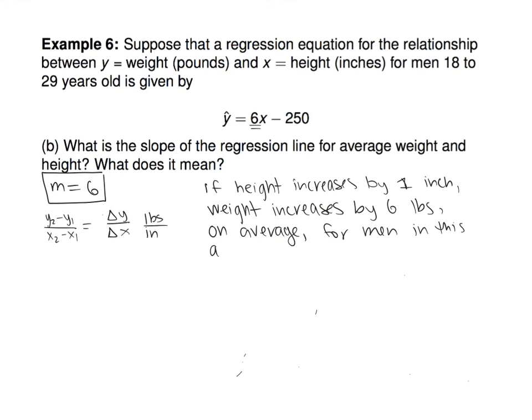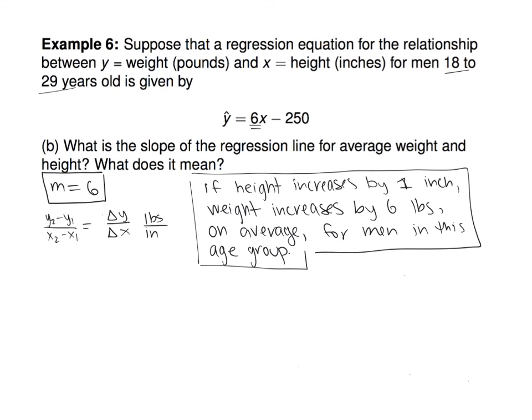And it doesn't hurt to be a little bit specific, because this regression line was found for men 18 to 29, and the fact that it was men, women probably are going to be different. So specify what group of people you are talking about. What group of people is your population?